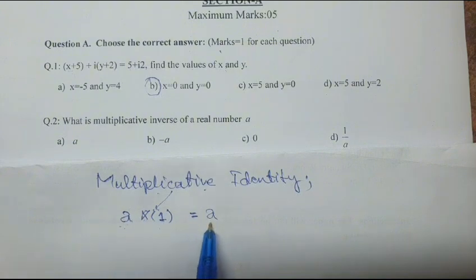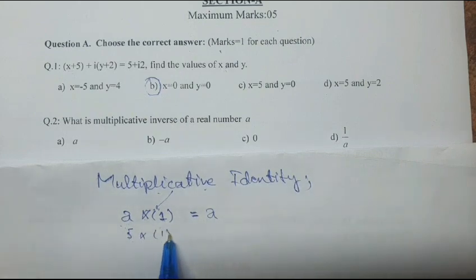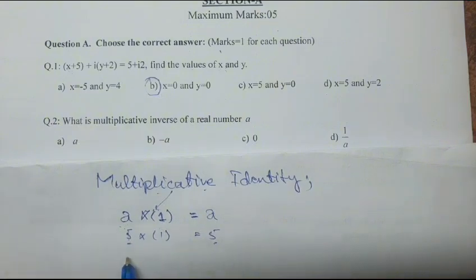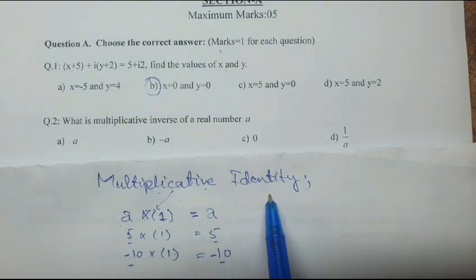So we'll get back the same. It doesn't affect that number. Here this is an arbitrary number. You can take any specific example, for instance 5, multiplied by 1, you will get back the number 5 itself. Then if you take negative 10 and multiply this by 1, you will get back the same number, negative 10. So this means this one is the multiplicative identity.